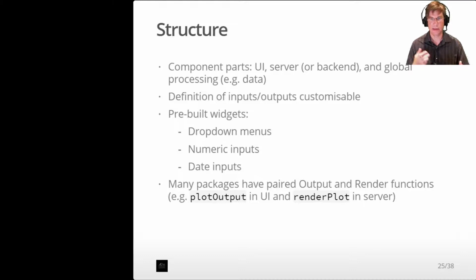There's a number of pre-built widgets, like having drop-down menus, numeric input state ranges, and most packages will have these paired output and render functions. So you'll have a plot output in the UI and a render plot in the server. The leaflet data had a leaflet output and a render leaflet. High charts have a high chart output and a render high chart. So you get these common patterns to link up things between the front end and the back end.